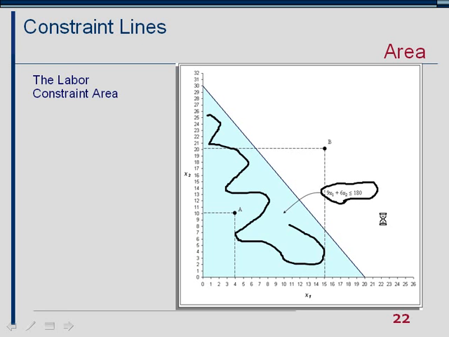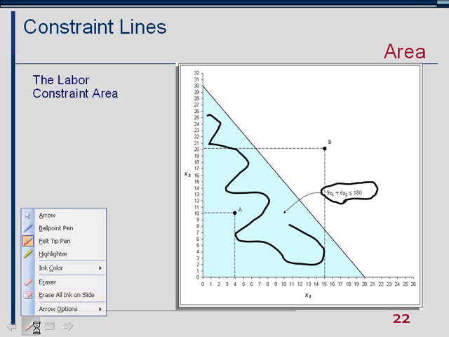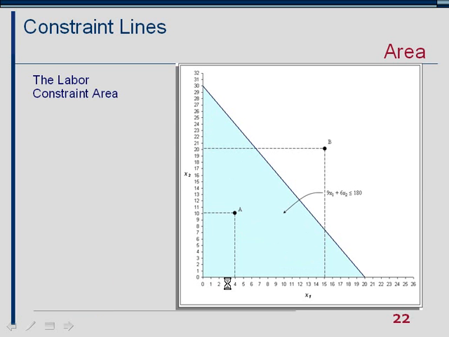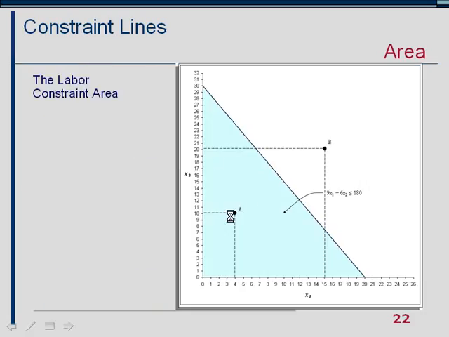If we look at these 2 points, we see point A and point B. Point A is located at (4, 10). So let's take a look. If we plug in the values of 4 and 10 for x1 and x2, we get 96. So 96 is less than 180, and we can see this by observing that point A is in the blue shaded region.